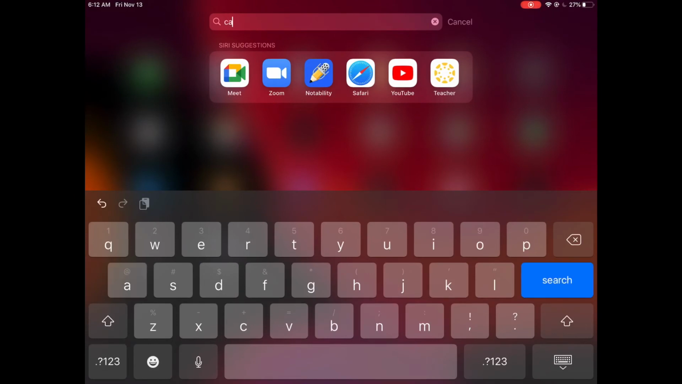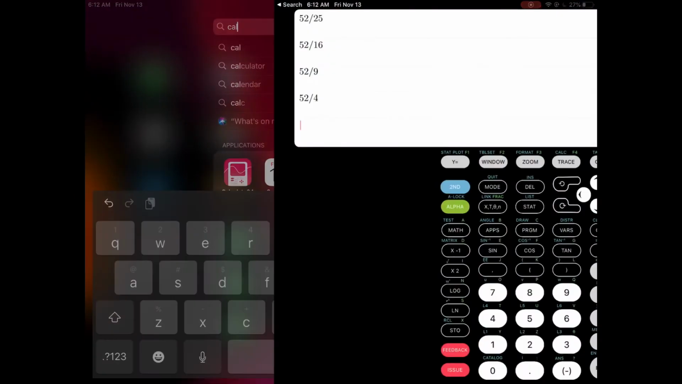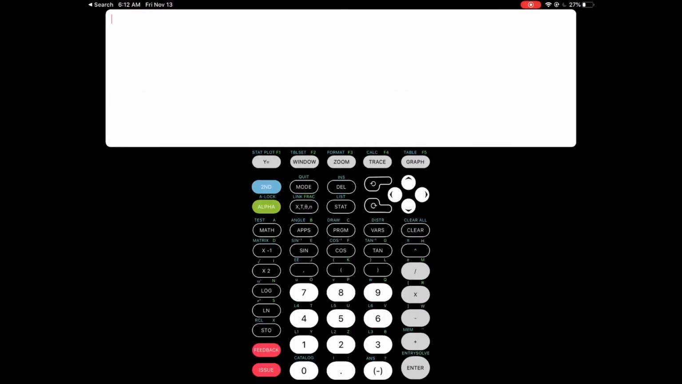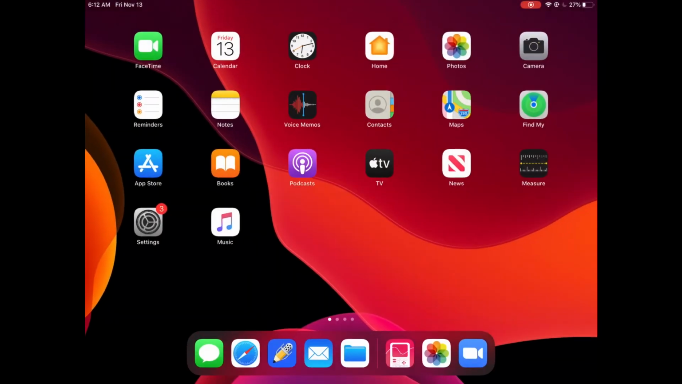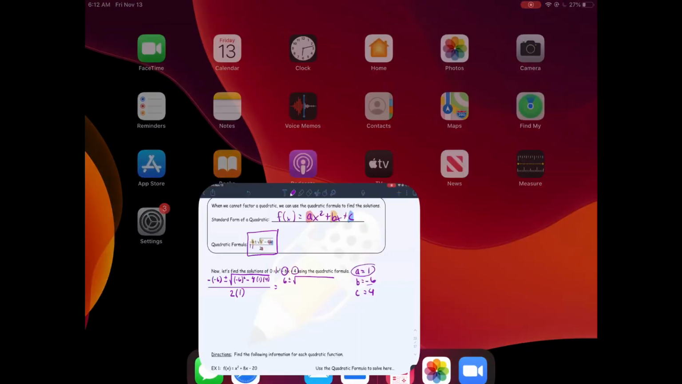When you plug in a number into your calculator, you're going to plug it in like this. You do parentheses, negative 6, parentheses, and then you square it, okay? If you do this without parentheses, you're going to get the wrong answer. You're going to get negative 36. So make sure that you put that into parentheses. Ooh, we don't want that.